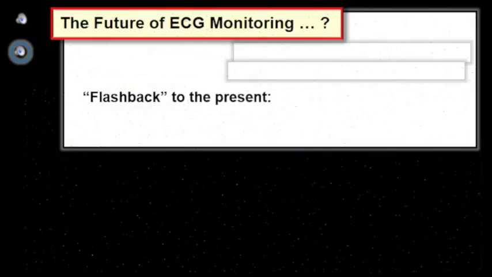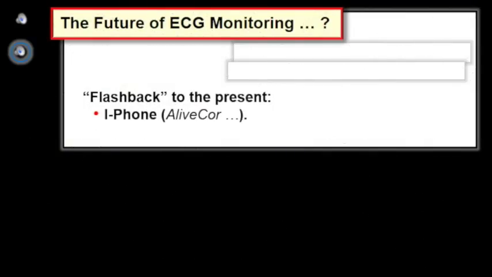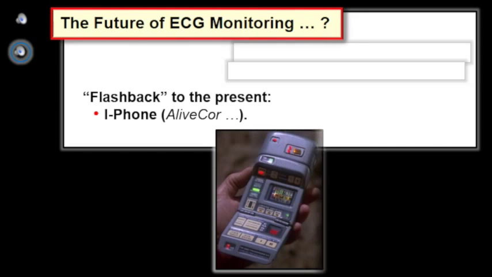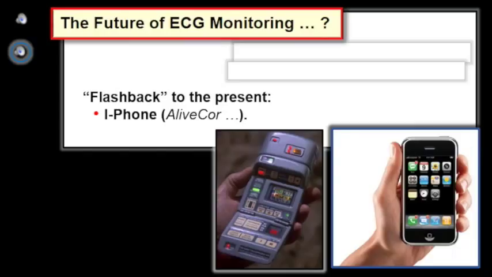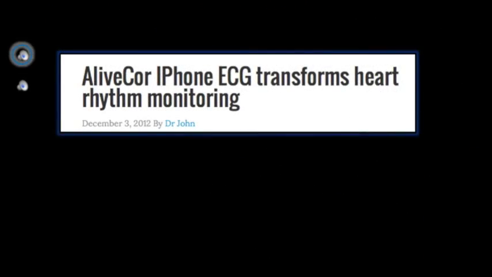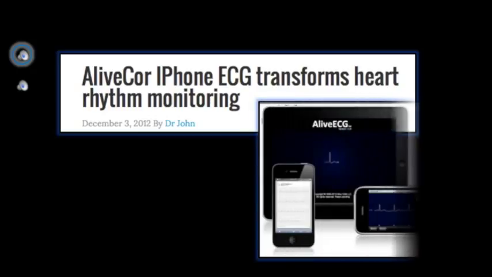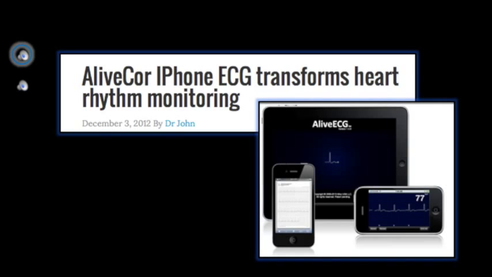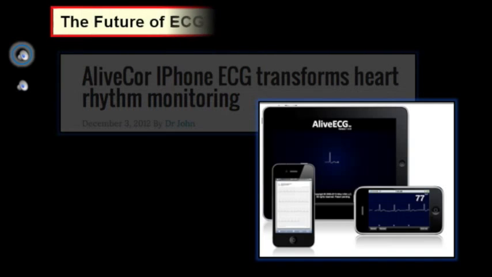Flashback to the present. How many of you viewers are familiar with AliveCor on iPhone? Here's the medical tricorder, and here's the iPhone. Similar basic principle, similar handheld size for the device. The headline says, AliveCor iPhone ECG transforms heart rhythm monitoring, which it has been doing since AliveCor first came out circa 2012. So the future of ECG monitoring is now.